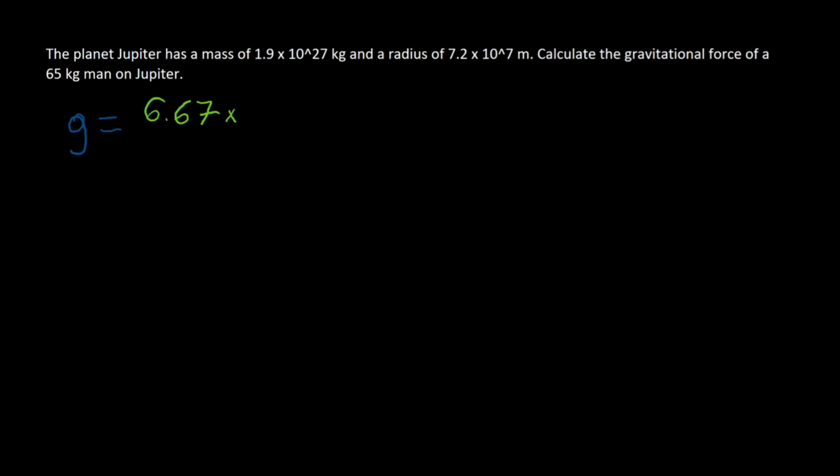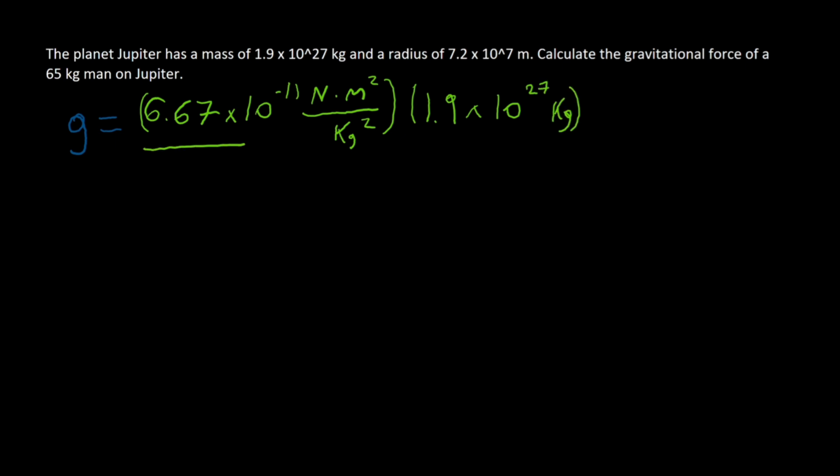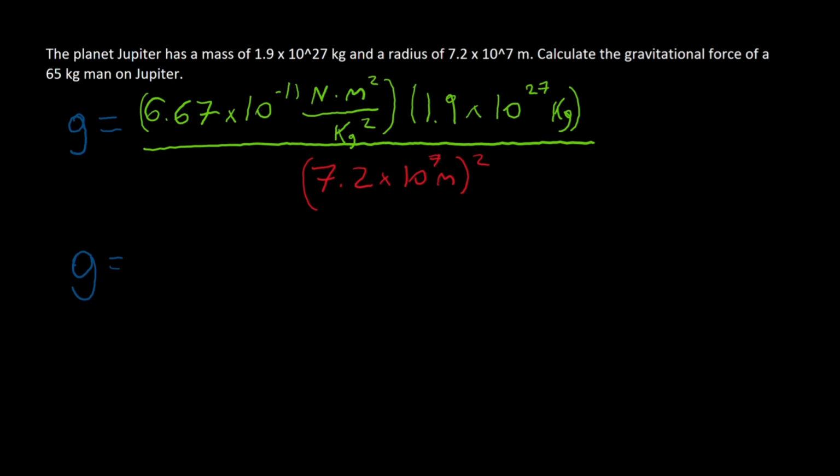So G equals 6.67 times 10 to the negative 11 newtons times meters squared divided by kilograms squared times the mass of Jupiter, 1.9 times 10 to the 27 kilograms. Everything divided by 7.2 times 10 to the 7 meters squared. Let's cross out the variables. We can cross out meters squared, and we can cross out 1 of the kilograms, leaving us with newtons over kilograms. I think that's right.